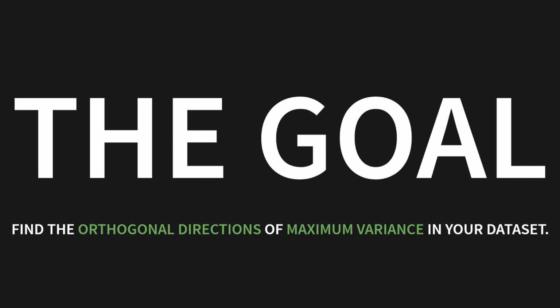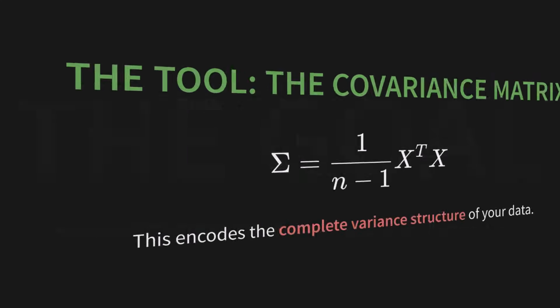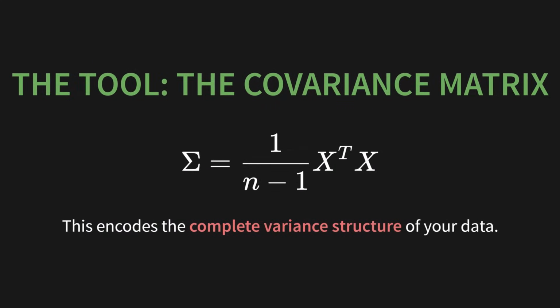And what was our primary tool for this quest? The covariance matrix. As you see in this formula, sigma equals 1 over n-1 times x transpose x. This simple-looking matrix is incredibly powerful. It encodes the complete variance structure of your data. Everything you need is locked inside.